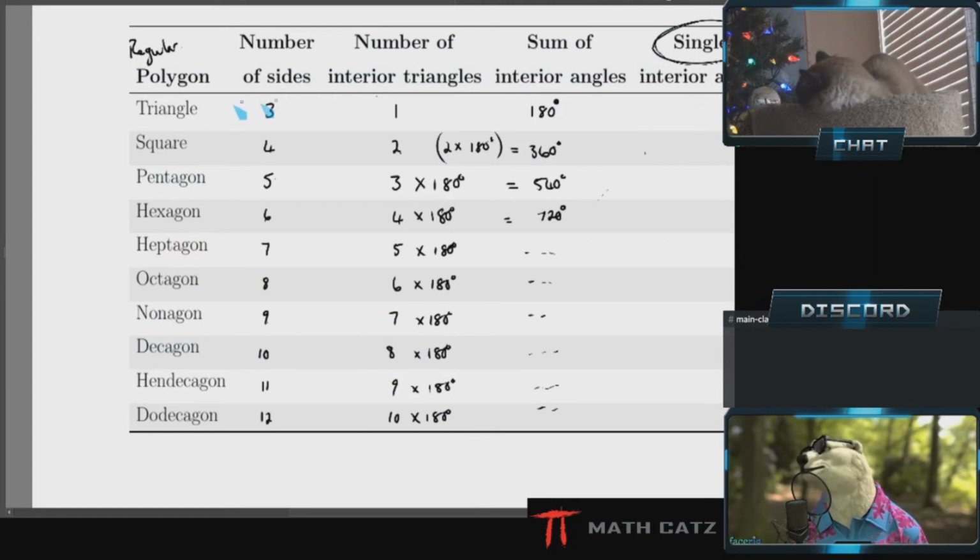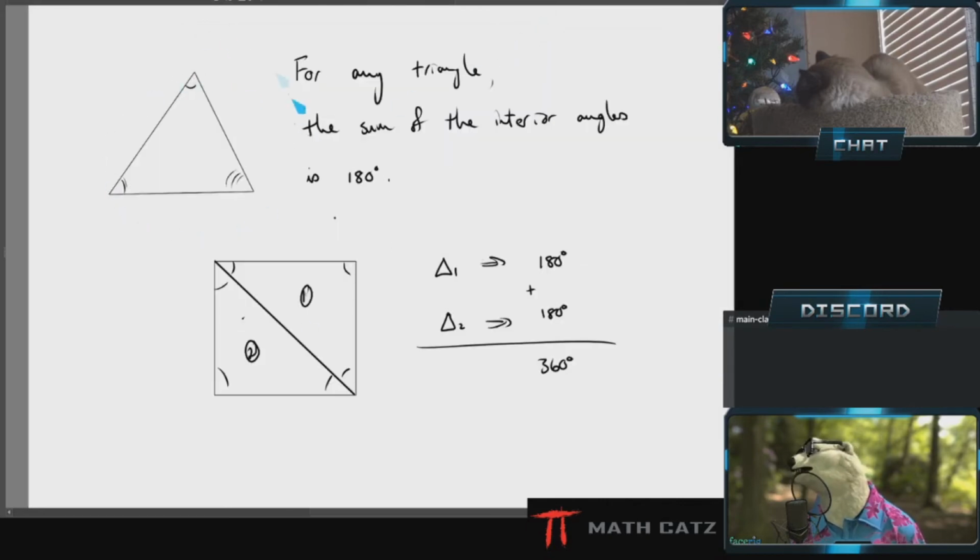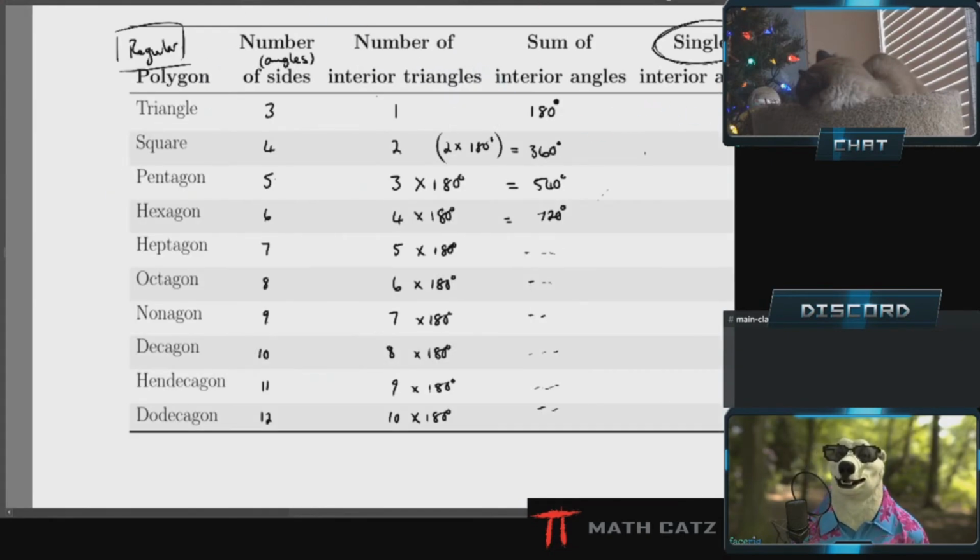So a single interior angle of the triangle, well, a triangle has 3 sides and 3 angles, right? Number of sides, number of angles are always going to be the same. Because it's regular, they're all going to be the same. So if I have a triangle, where's my triangle? I have a triangle here. If it's regular, then all these angles are the same. 1, 2, 3 of them, adding up to 180. How much is a single one? I just divide by how many there are. So 180 divided by 3. Here, 180 divided by 3, and I get 60 degrees. Which we kind of already knew, right?